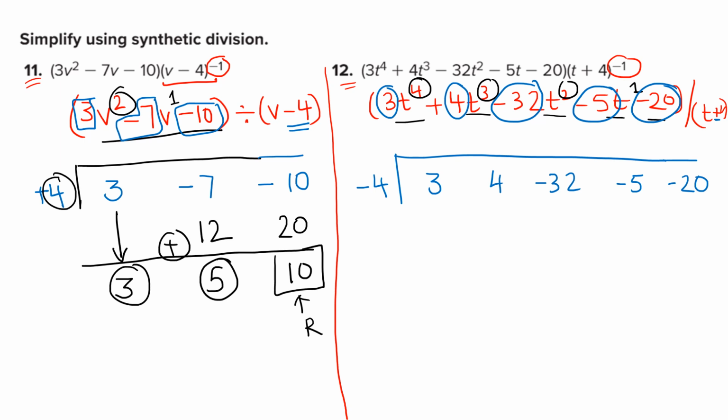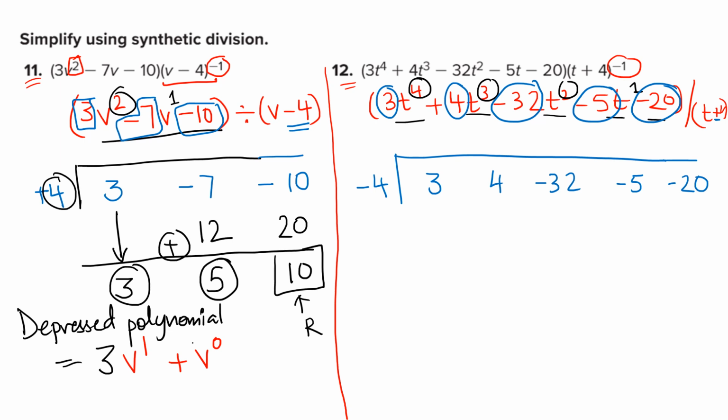Okay, now we give the final answer. So we have to write the final answer as the quotient, which is a depressed polynomial. So look here how you write. First, go to the question, look at the degree. The degree is 2. So a depressed polynomial will always be 1 degree less. So I will start with v^1, then v^0. Okay, I start with 1 because 2 minus 1 is 1. Now look at the numbers. What numbers do you get? 3 and then 5 and then the remainder is 10.